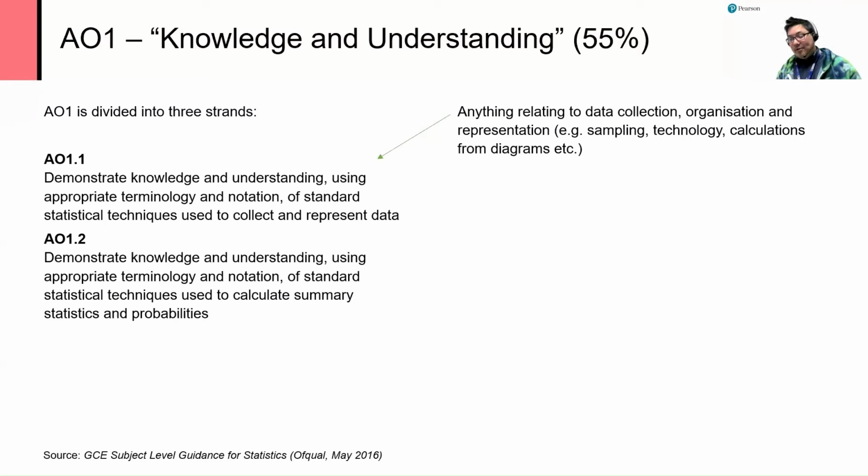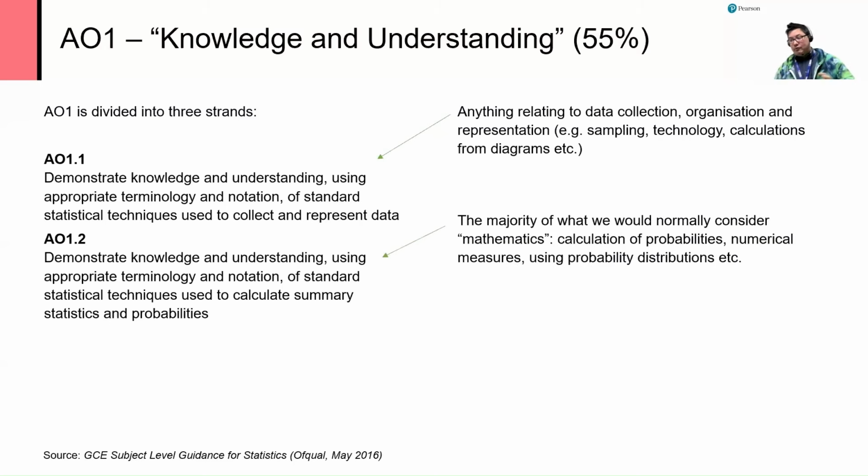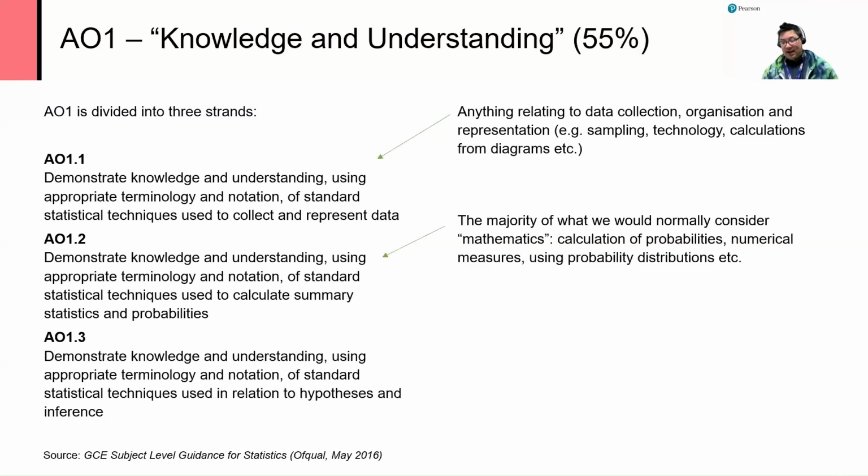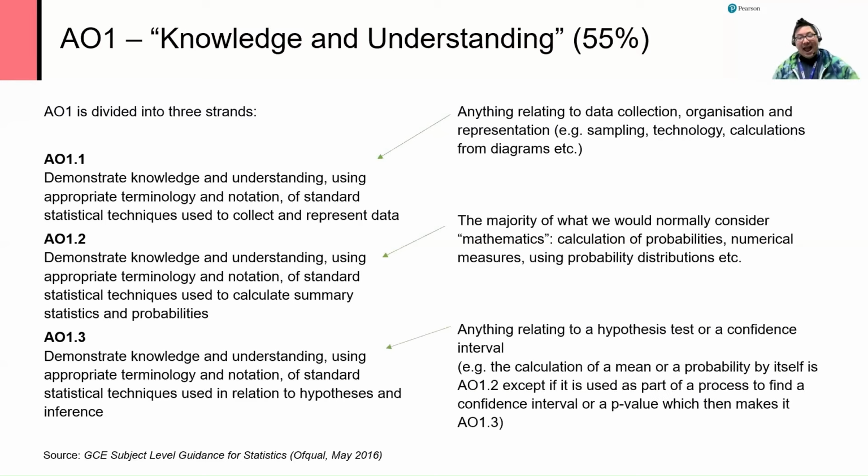AO 1.2 is the same thing, but that is about things like calculating numbers or calculating probabilities. That is what I would refer to as the majority of what we would consider mathematics. The calculation of probabilities, numerical measures, using probability distributions like the normal or the binomial, that all comes under the umbrella of AO 1.2. And finally, AO 1.3 is to do with hypotheses and inference. So anything that is relating to a hypothesis test or a confidence interval. So if you were to just look at the calculation of, for example, a sample mean, by itself, that would be an AO 1.2, unless it is going to be used in the production of a hypothesis test, in which case it makes it a 1.3 mark.